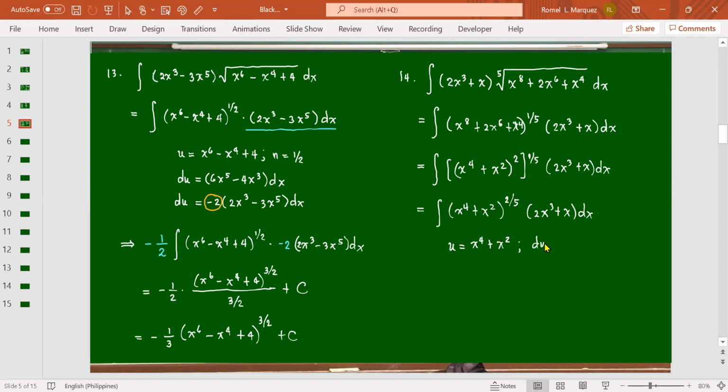What about the du? It is 4x cubed plus 2x. Factoring out what? We factor out 2.